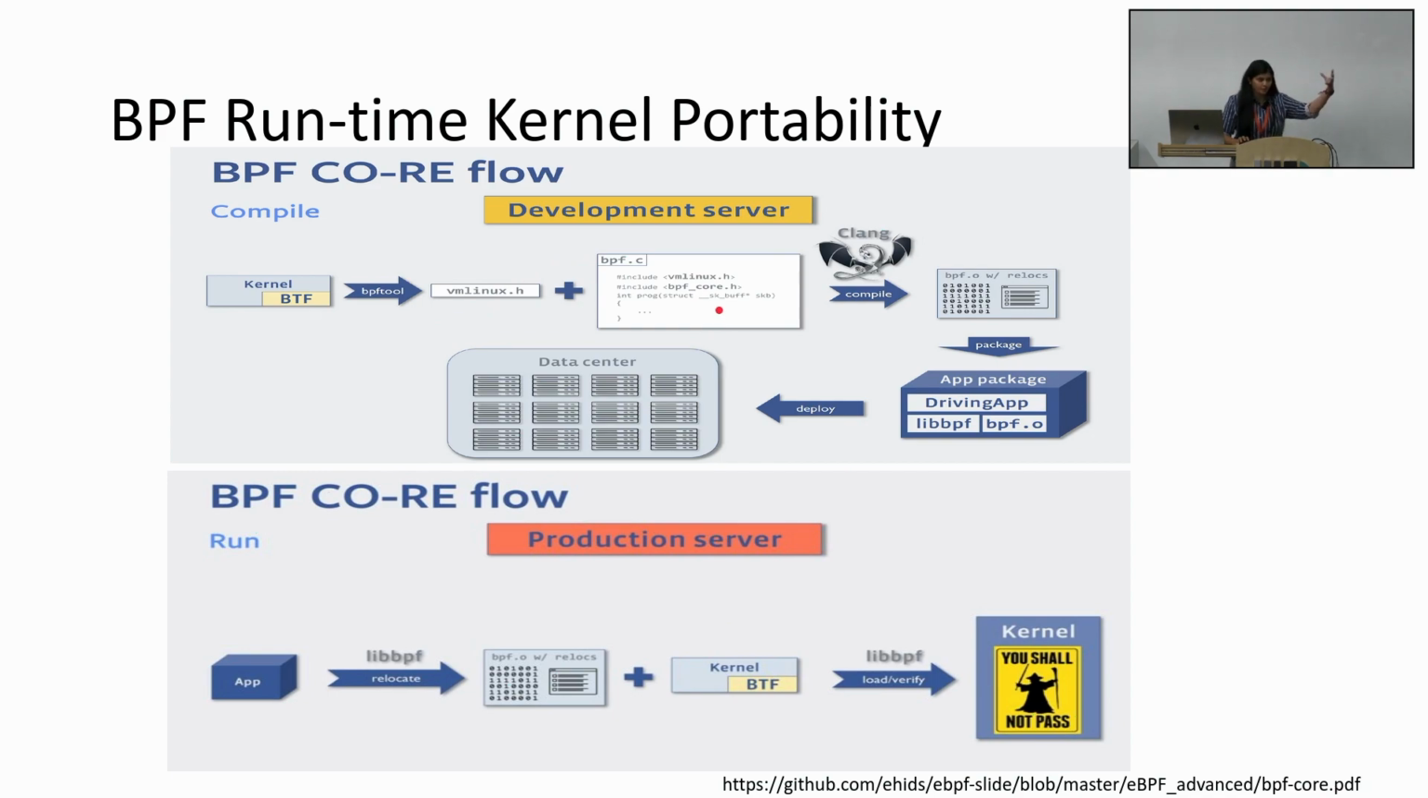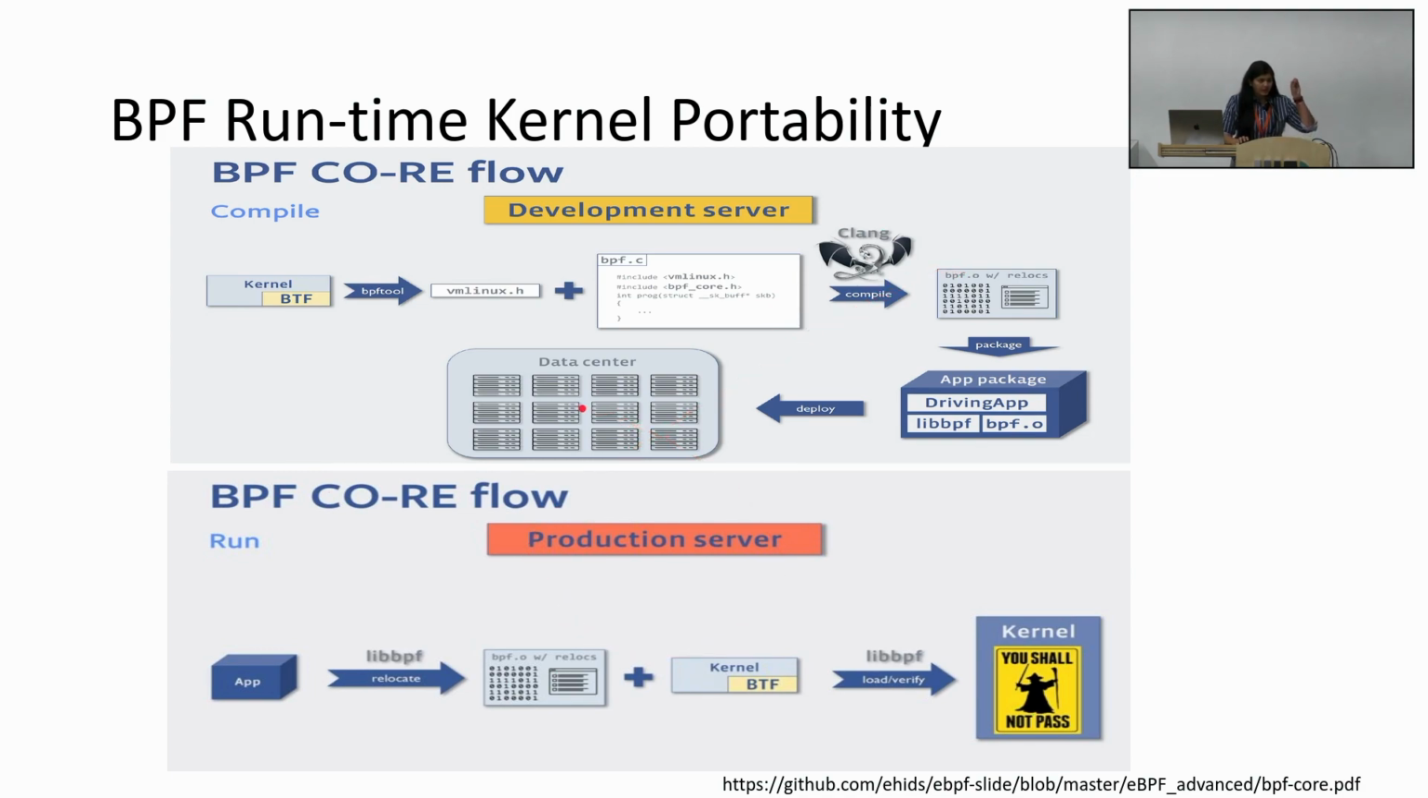Then you have your eBPF.c, the actual BPF code that you have written, including the C, and then you compile it with Clang and create something which looks like this: the BPF.o, an object file with an additional section called relos, or the relocation information. Now it's packaged and then sent to wherever this code needs to run.